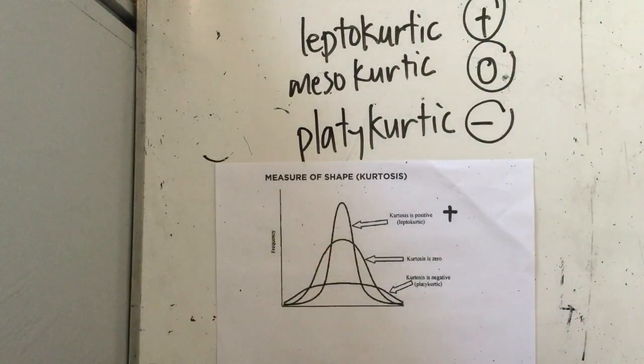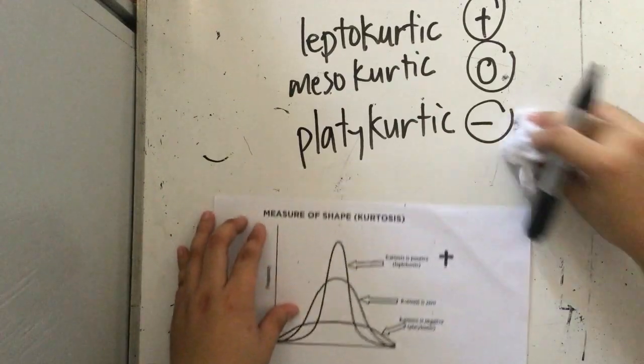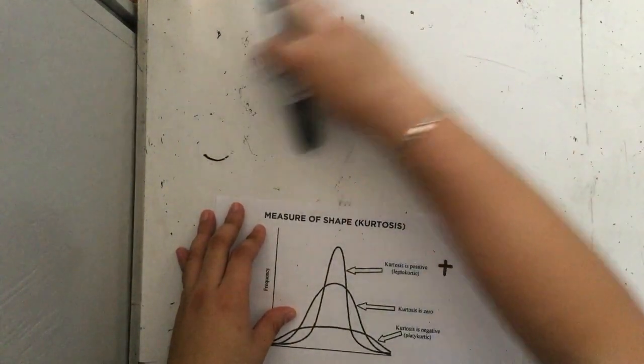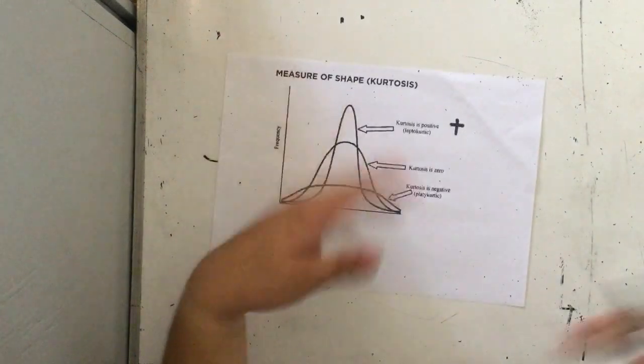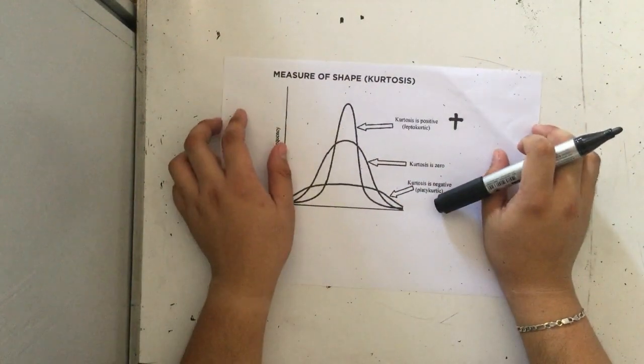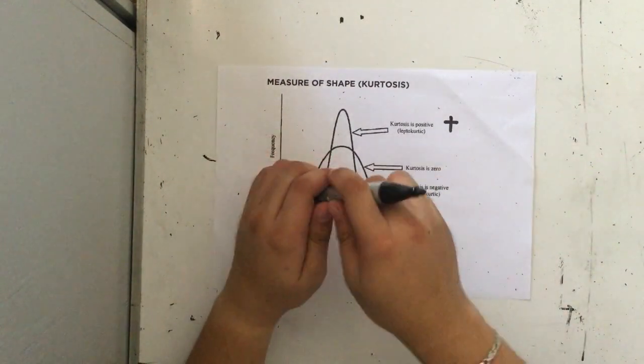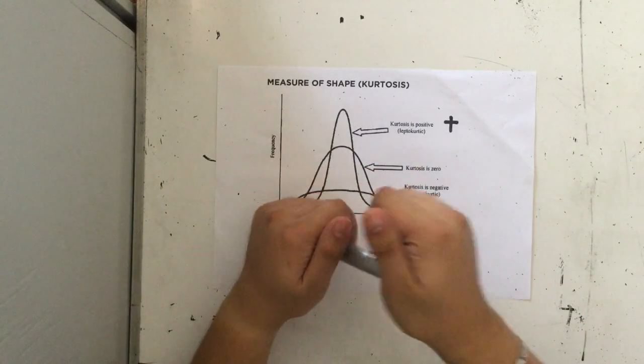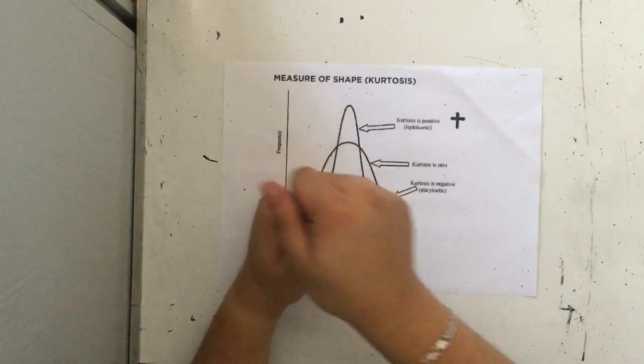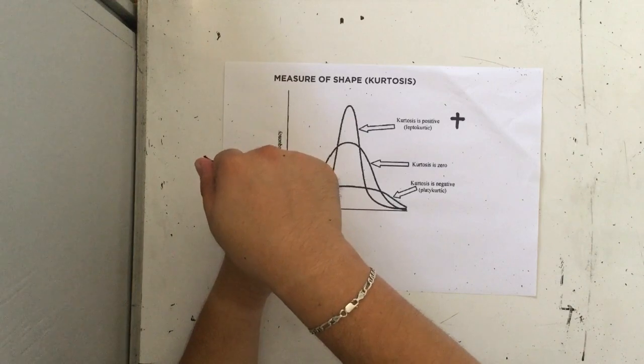So ganun kadali makita yung ating measure of shape. So these are different measures in our descriptive statistics. We have first the measure of position, measure of variability, and the measure of shape.